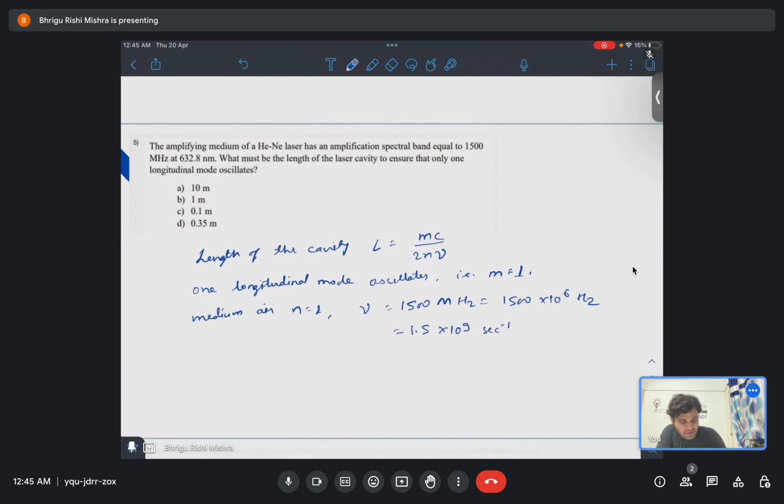Speed of light c equals 3 into 10 to the power 8 meter per second inverse. So the length of cavity is 1 into 3 into 10 to the power 8 by 2 into 1 into 1.5 into 10 to the power 9 meter. Meter will be the unit because second inverse and second inverse will be cancelled out. So this is 1 by 10 meter or 0.1 meter. So the right option is option C, 0.1 meter.